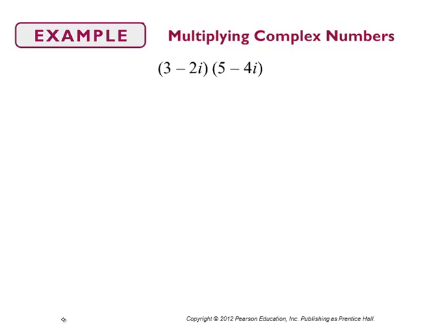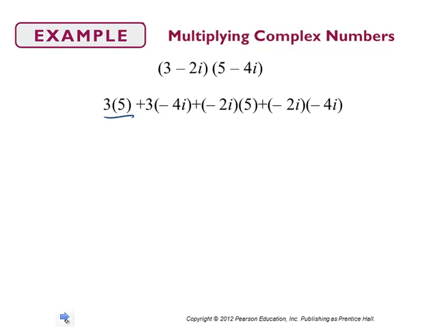Now, we have seen how to add and subtract complex numbers. Now we will multiply. And if you remember how to FOIL out the product of two binomials, then this is exactly the same thing. We'll FOIL this out as well. In this example here, we'll take 3 times 5 plus 3 times negative 4i plus negative 2i times 5. And then finally, we'll have plus negative 2i times negative 4i.